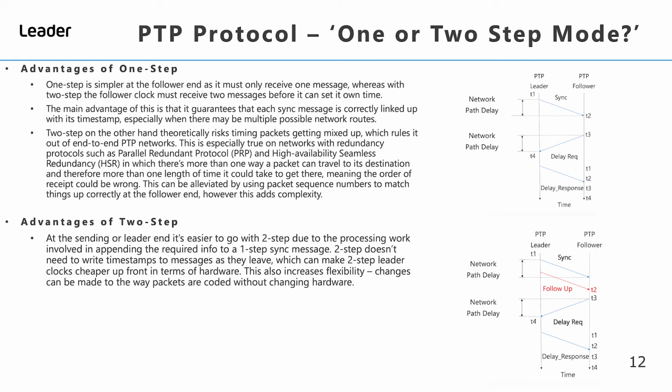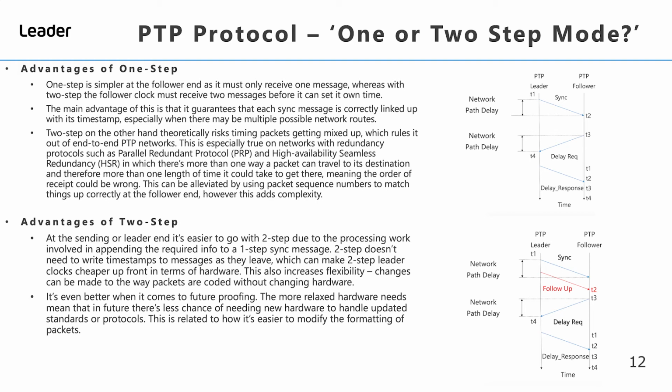The advantages of two-step. At the sending or leader end, it's easier to go with two-step due to the processing work involved in appending the required information to a one-step sync message. Two-step doesn't need to write timestamps to messages as they leave, which can make two-step leader clocks cheaper up front in terms of hardware. This also increases flexibility. Changes can be made to the way packets are coded without changing hardware.